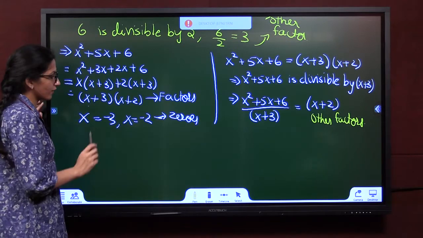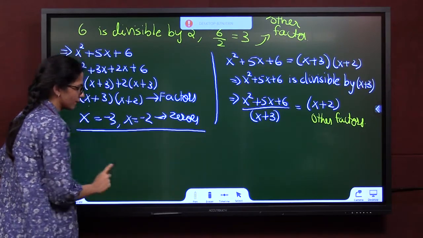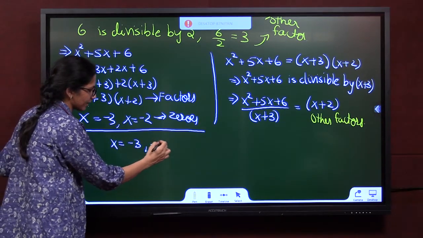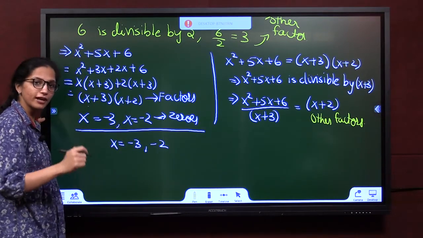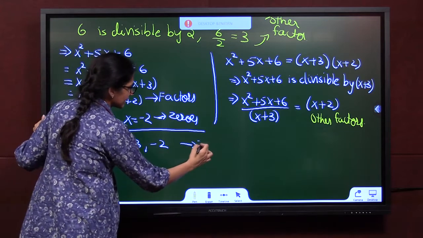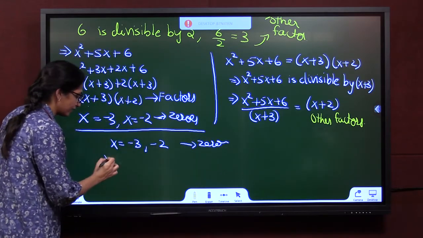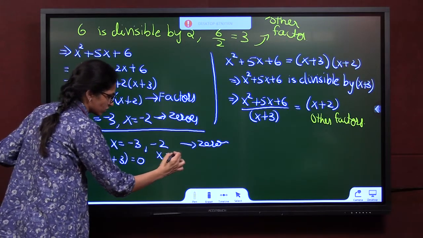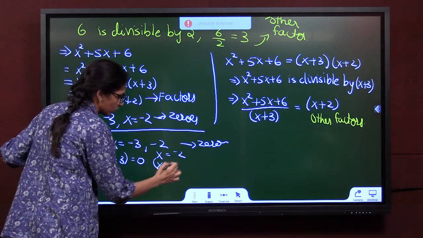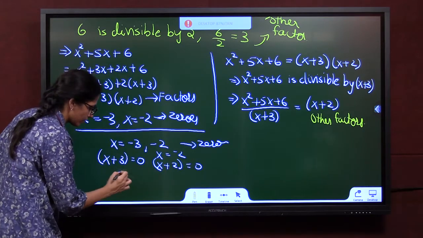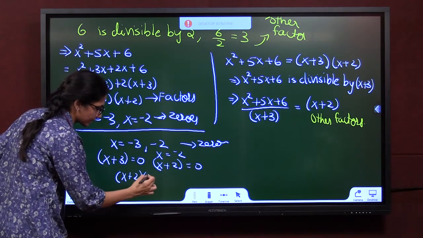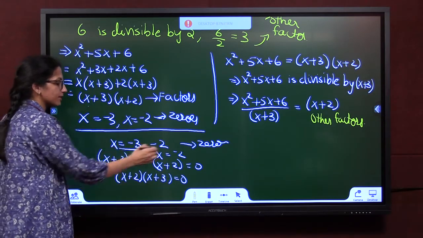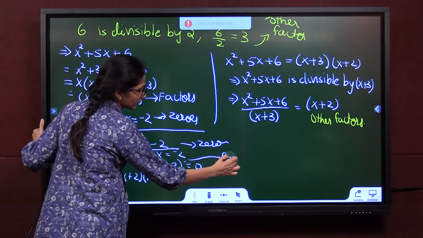Also, one more thing we have to understand here is, let us say they give you that the zeros of an equation are minus 3 and minus 2. Find the equation. Can you find? Yes, you can. If these are the zeros, what then? x equals minus 3, so x plus 3 equals 0, and x equals minus 2, so x plus 2 equals 0. Now, multiply these two. x plus 2 into x plus 3 equals 0, or x plus 3 into x plus 2. So, from the zeros, you can get the factors also.